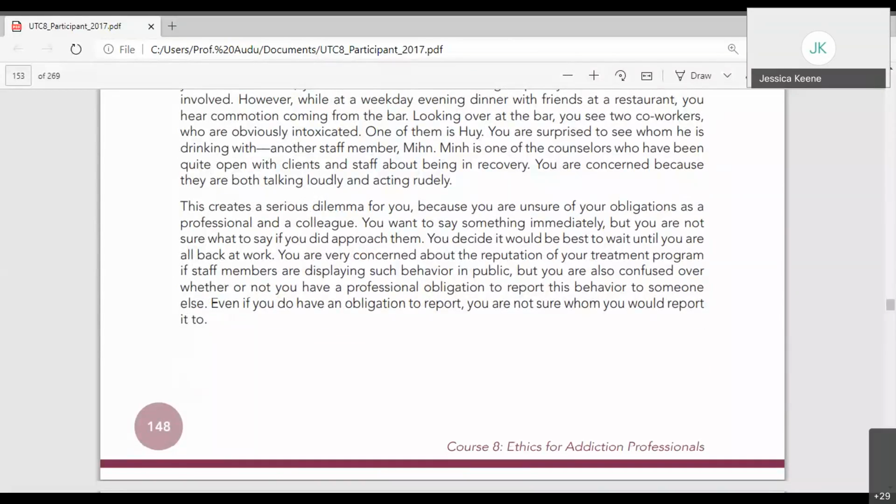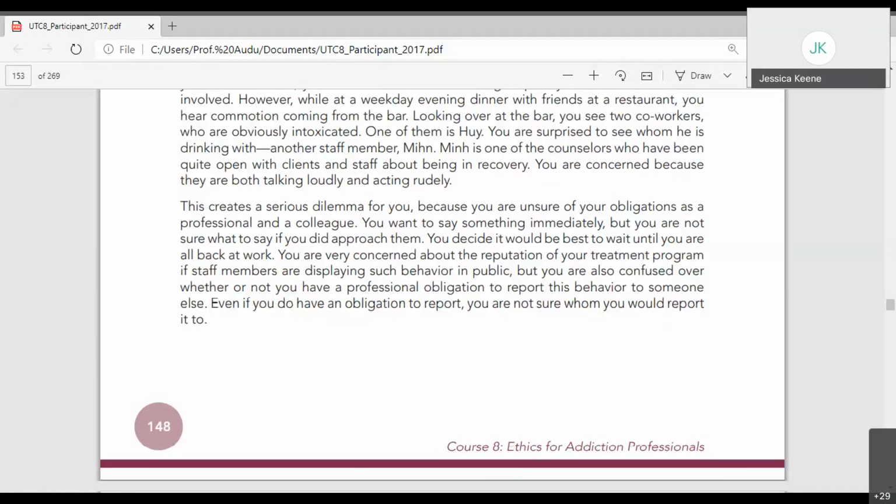This creates a serious dilemma for you because you are unsure of your obligation as a professional and a colleague. You want to say something immediately, but you are not sure what to say if you did approach them. You decide it would be best to wait until you are all back at work. You are very concerned about the reputation of your treatment program if staff members are displaying such behavior in public.